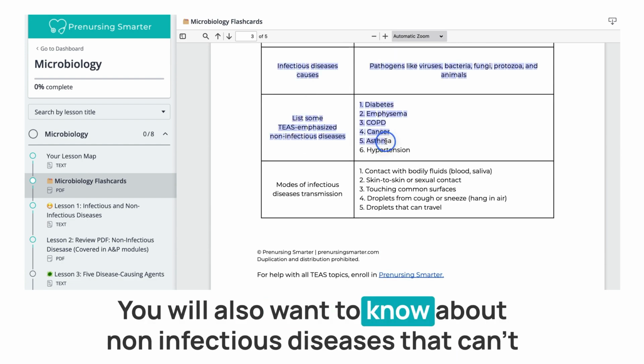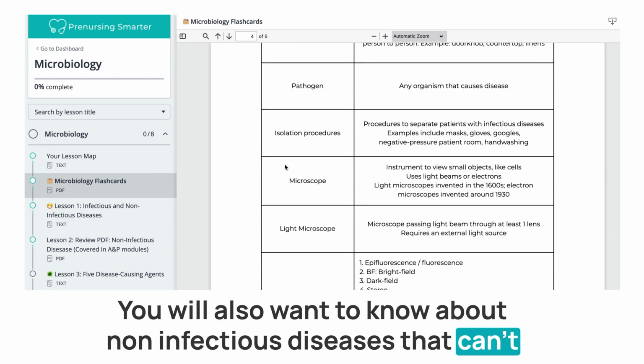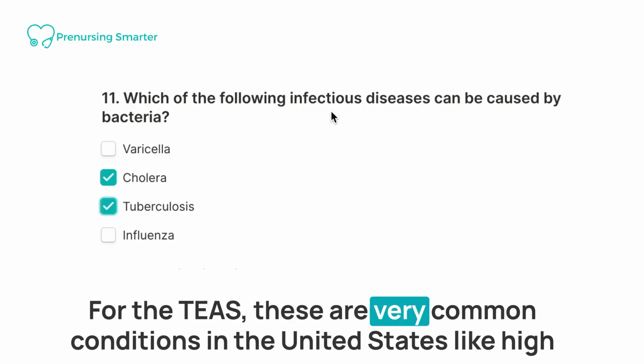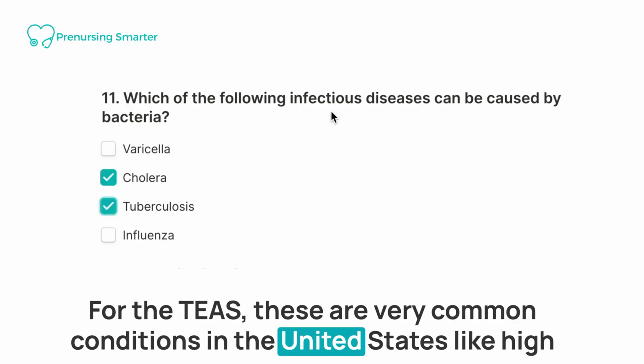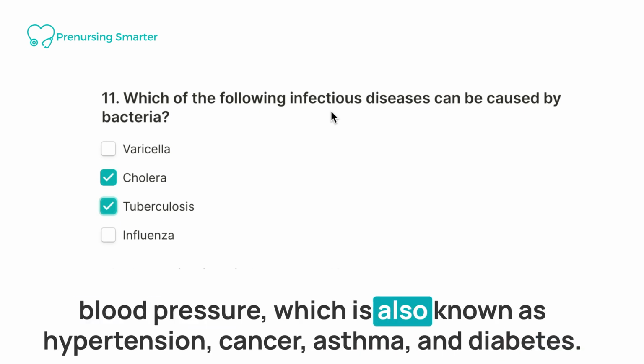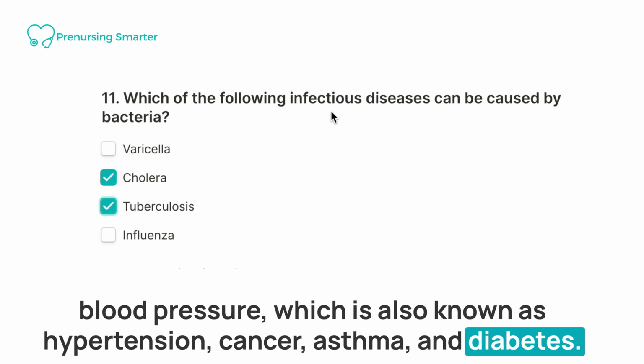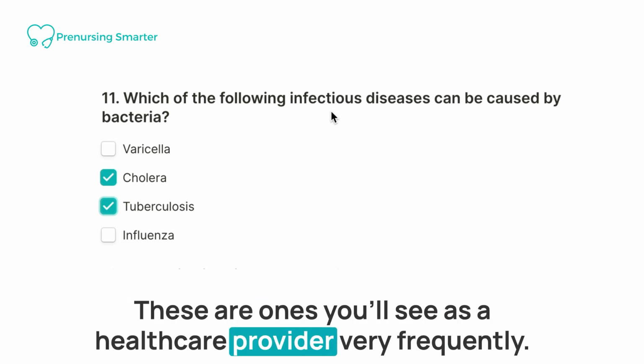You will also want to know about non-infectious diseases that can't be passed from person to person. For the TEAS, these are very common conditions in the United States, like high blood pressure, which is also known as hypertension, cancer, asthma, and diabetes. These are ones you'll see as a healthcare provider very frequently.